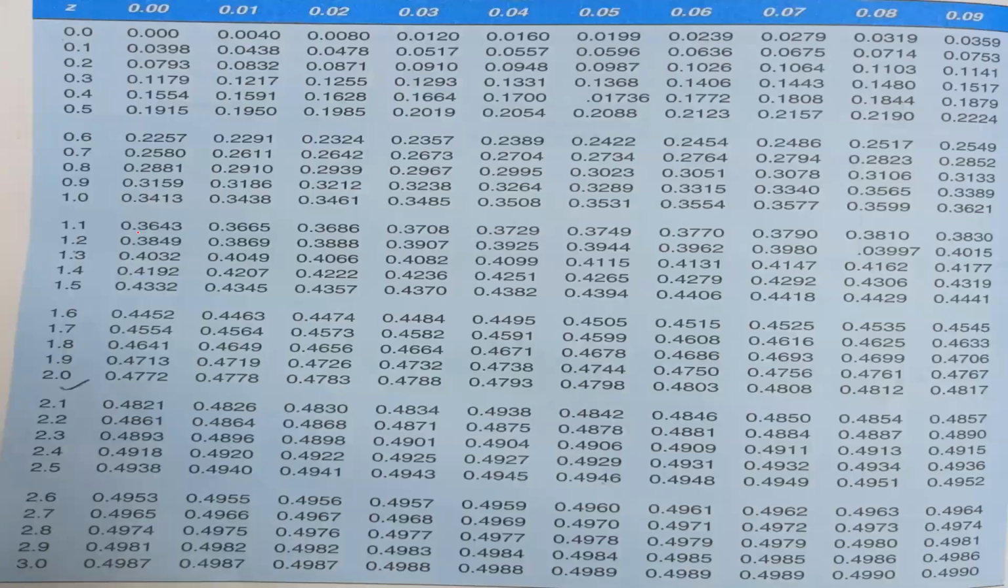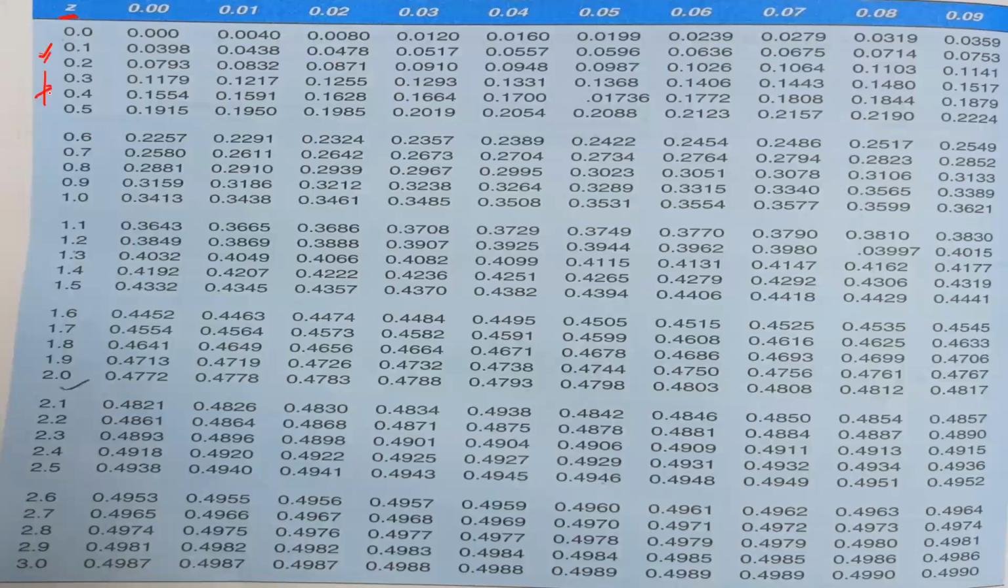First of all, we will see on the screen a probability table. Here there is one variable, that is z, and we have values for it: 0.00, 0.01, 0.02, 0.03, and so on.